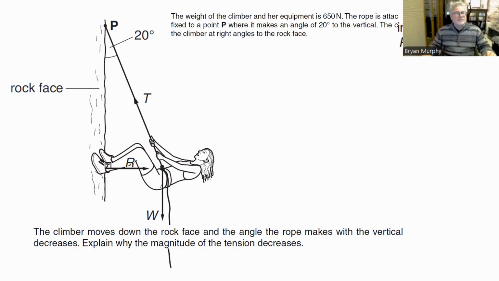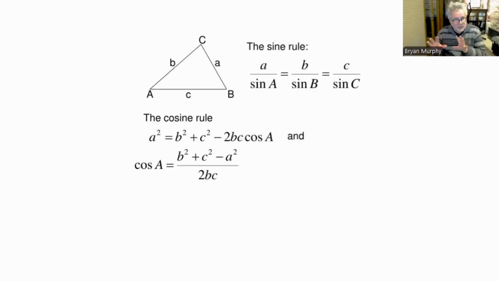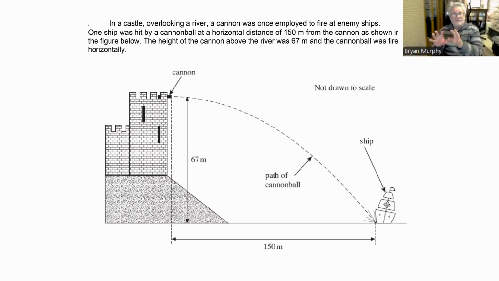Okay, let's move on. So we've got all of these things. There's our OCR data booklet with the sine and cosine rule in. There's the cosine rule, which we might use if we like. Okay, now we could have done this. Just check the time. So I'm not going to do this.